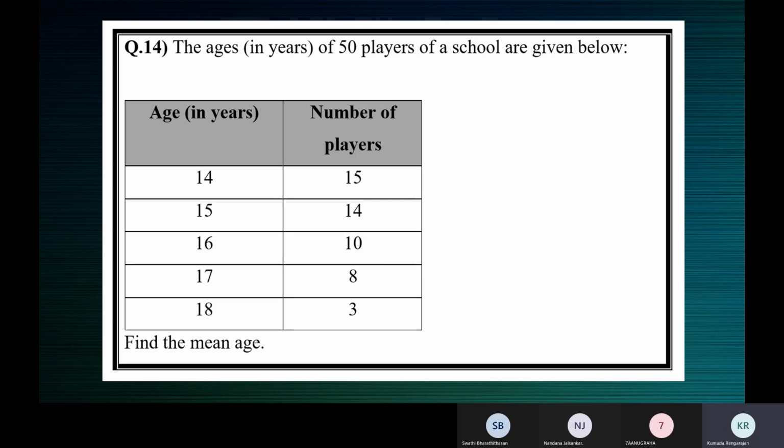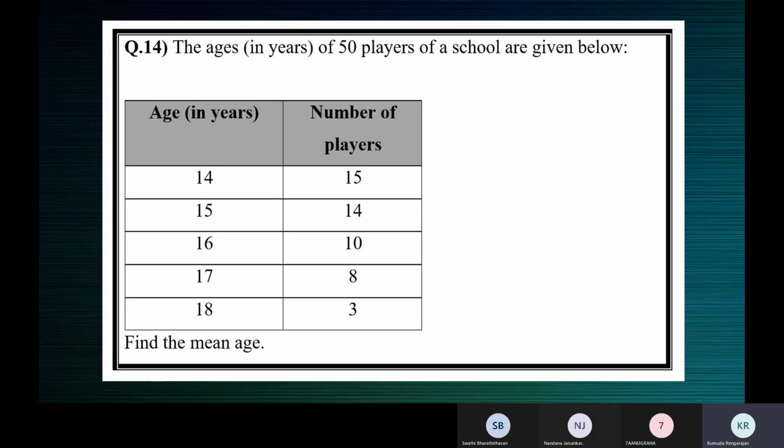All right, children. Okay, Swati, the first FIXI value. The first FIXI value is 210, ma'am. Okay, Nandana, second one. Ma'am, second one is also 210. Third one, Swati. Ma'am, 160. Fourth one, Nandana. Ma'am, it's 136. And the fifth one, Swati. 54, ma'am. And Nandana, what's the total of the FIXI column?